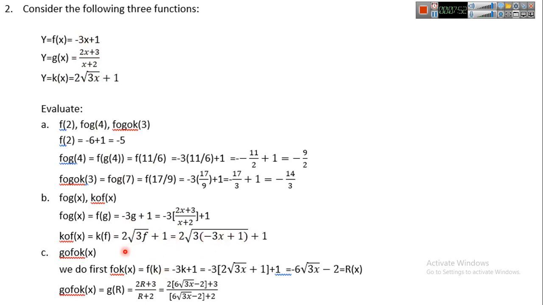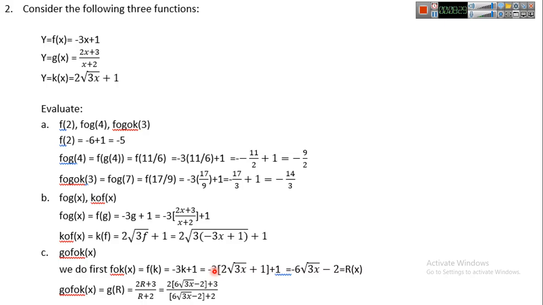Okay, I replace it. I want g of f of k of x. So first of all, we do f of k. We go to f, we replace x by k, minus 3k plus 1, but k is this whole expression. I replace it here, I expand, you have this one. Let us name it by r. So instead of doing g of f of k of x, since f of k of x is r, g of r directly. So I go to g, I replace these two x's by r, 2r plus 3 over r plus 2, where r is this whole expression, which I replace.